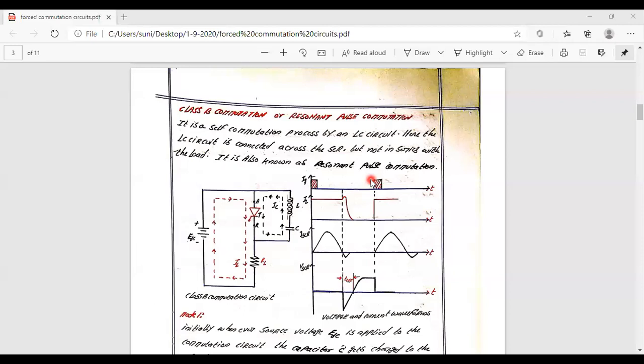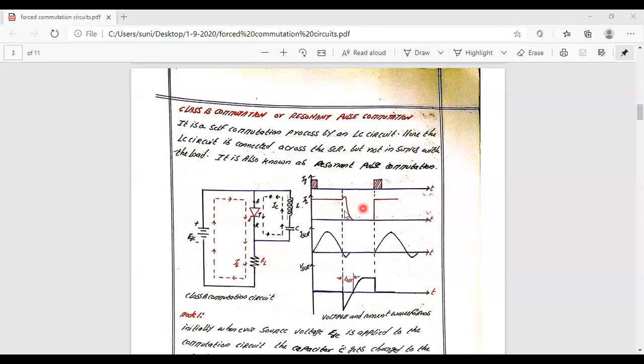Why is it called resonant pulse commutation? A current pulse from the resonant elements, which is nothing but the capacitor discharge current, is provided in reverse to the switching device. A pulse from the capacitor is provided to the conducting device, and this resonating pulse makes the conducting device turn off. So it is considered a resonant pulse commutation.